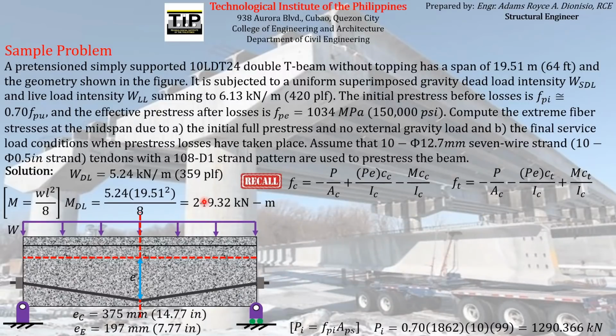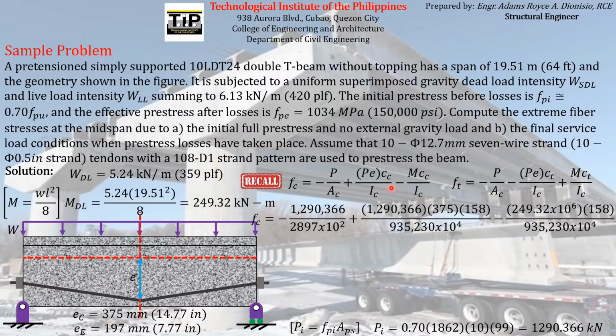So there, we already computed the magnitude of PI and MDL. Therefore, we can now compute for the stresses acting on the concrete element itself, on the extreme fiber at the top and the extreme fiber at the bottom. You just have to substitute all of those values in this formula. So if we substitute, we will have this expression.